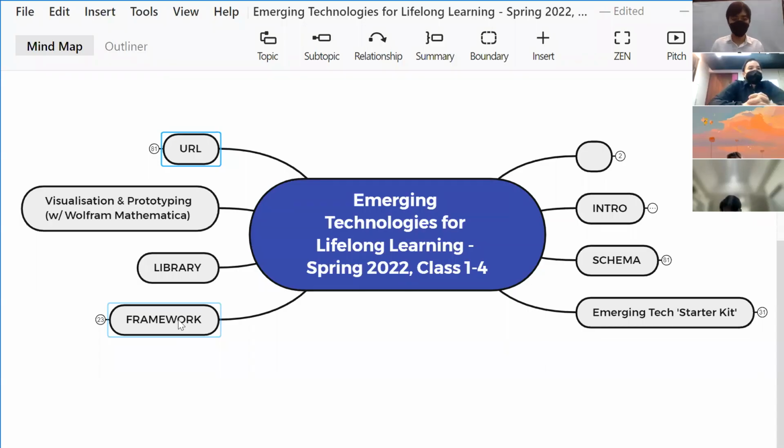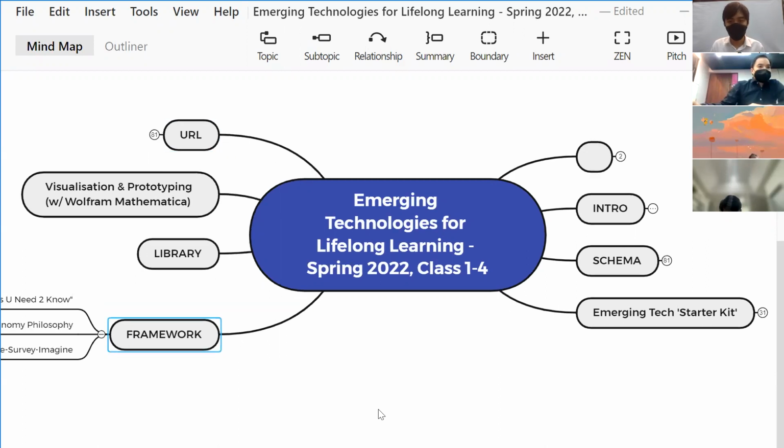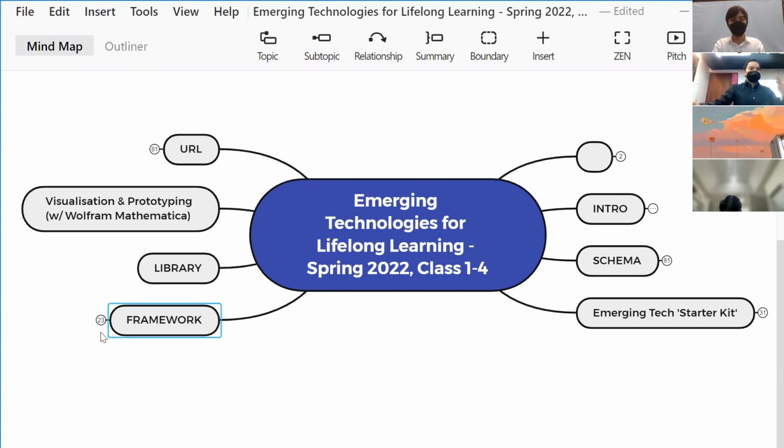Okay, welcome to the second third of this class. Before the break, we went over this framework: ingest, probe, survey, and imagine, cycle, or loop, or whatever. Okay.